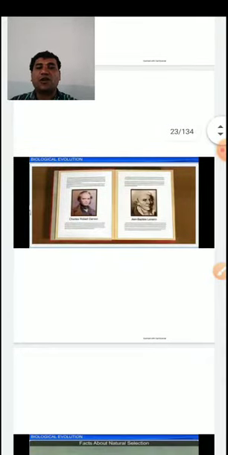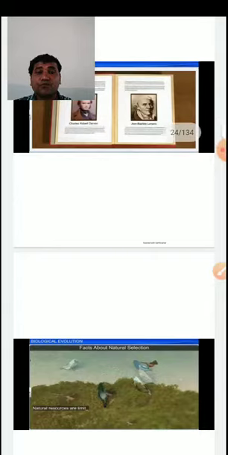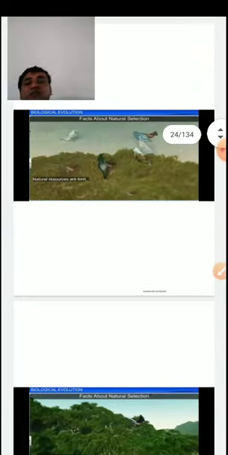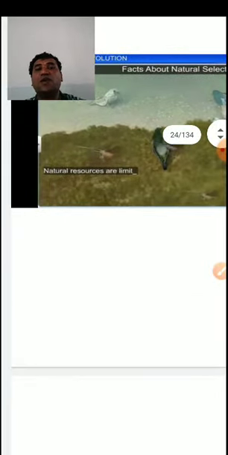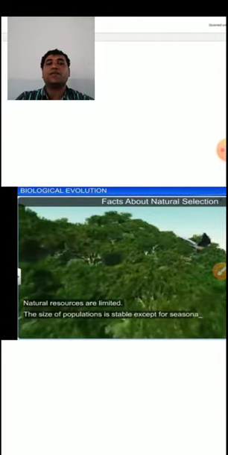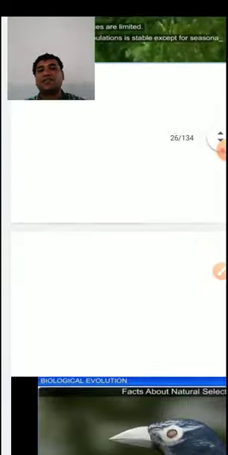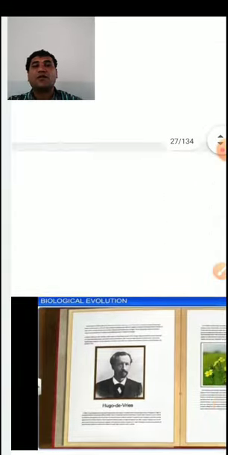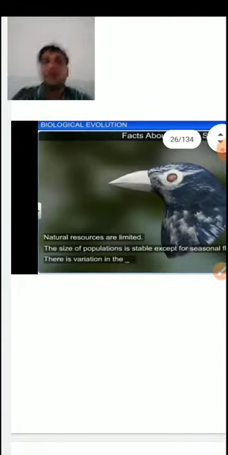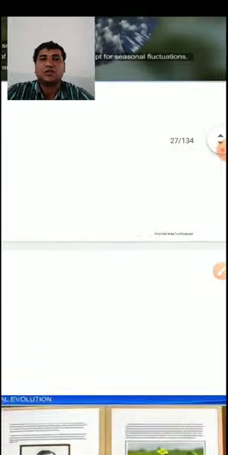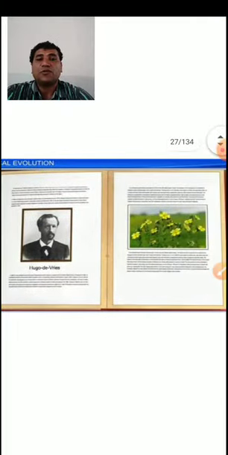And when you talk about natural selection, you can see that natural resources are limited. The size of the population is stable except for seasonal variations, and there is variation in the different parts of the organisms and different sources.